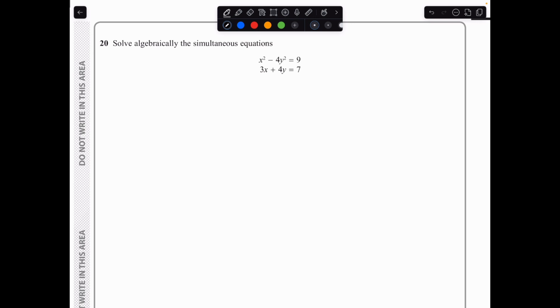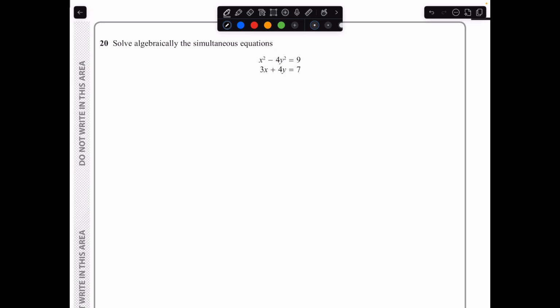Today we're going through question 20 from paper 3 from June 2019 higher tier. So let's see what the question's asking us. We're asked to solve algebraically the following simultaneous equations.